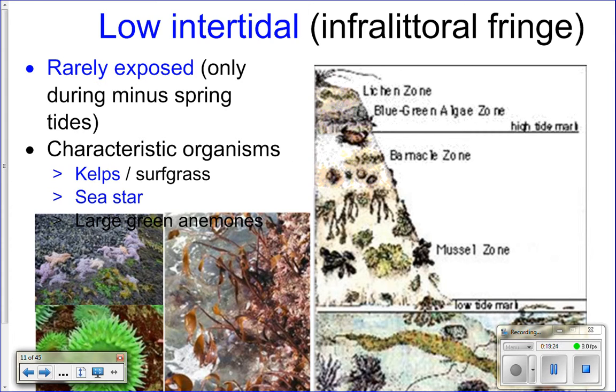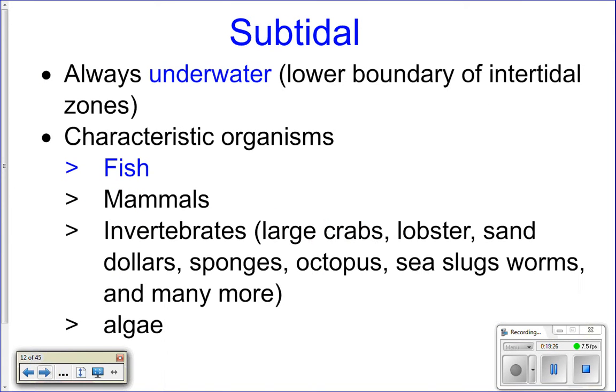After the low intertidal zone, you have the subtidal zone. That's considered to be like the edge of the intertidal. Okay, it's always underwater, never gets exposed. You could even say it's like the beginning of the neritic zone, okay, because all of the other habitats that we talk about are underwater all the time. Okay, so it's always underwater.